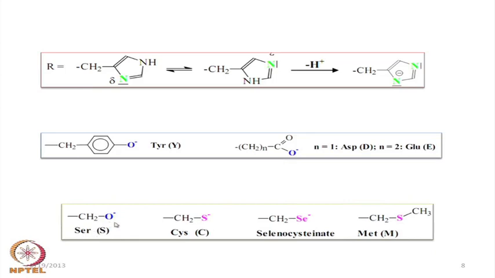Then the serine group can also give rise to the corresponding oxygen donor from the alcohol end. So, this is similar to methoxy or ethoxy coordination to the metal center. Then cysteine sulfur in S minus form, then selenocysteine through selenium, which is the analog of the cysteine unit, and methionine through thioether sulfur, which is a neutral sulfur, and this neutral sulfur can bind to different metal centers.